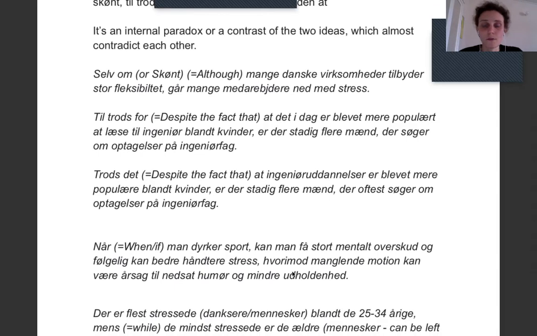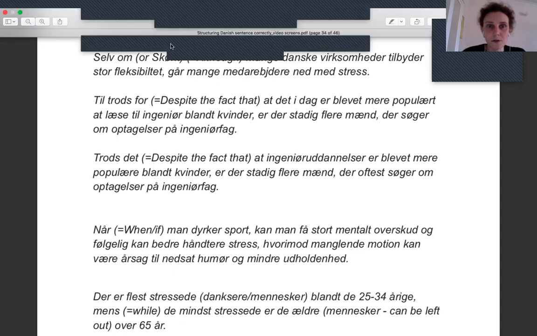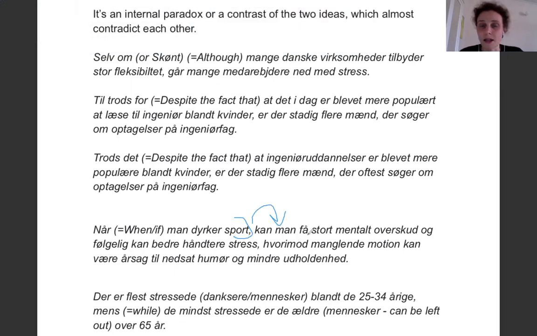Hvorimod is another conjunction. Når man dyrker sport, kan man få stor mentalt overskud og følgelig kan bedre håndtere stress. This is the main clause here. We have actually first the subclause, which stops here, right? Then you have inversion in this upcoming main sentence. Kan man få og kan håndtere. Then comes the second subclause, which refers to this one, kan man, right? But it's inverted here. Usually, if you just had one main clause here, it would not be inverted. This kan man is inverted because of når man dyrker sport. So it's like a chain reaction, right?